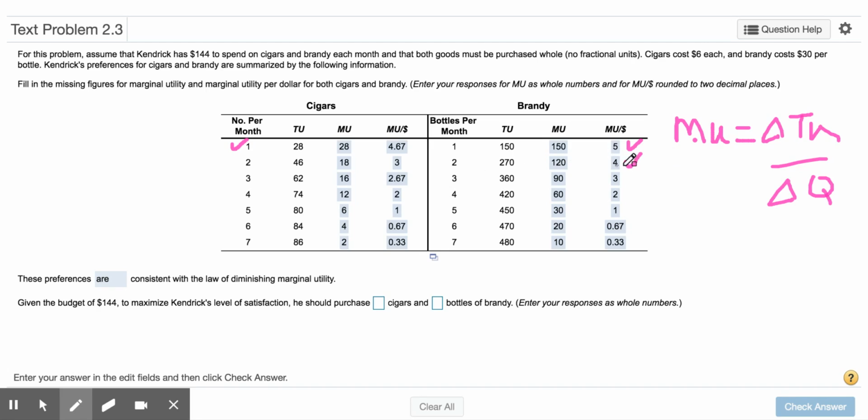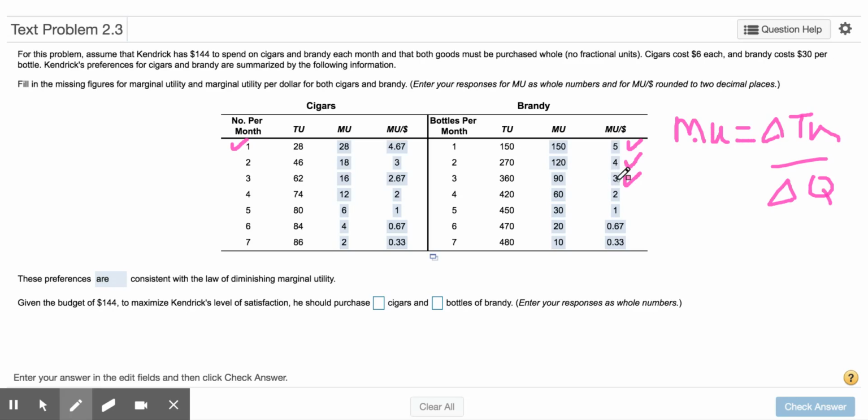Should this person buy a third unit of brandy? That would give him 3 per dollar. And over here, it would also give him 3 per dollar. So either way, whether you spend it here or here, it will give you the same utility per dollar. So I'm going to pick this one first.